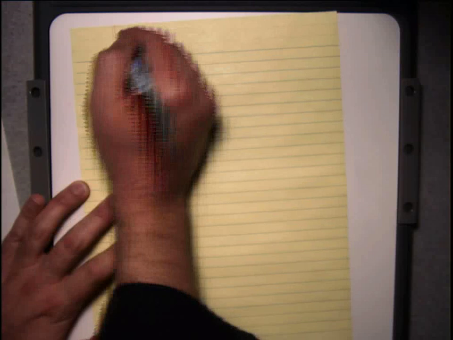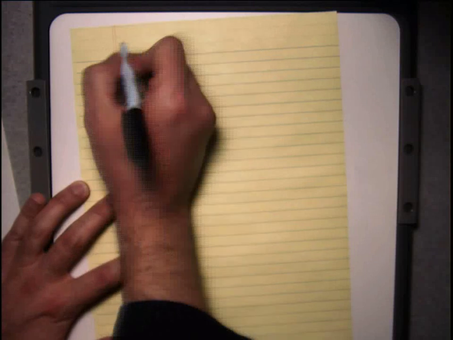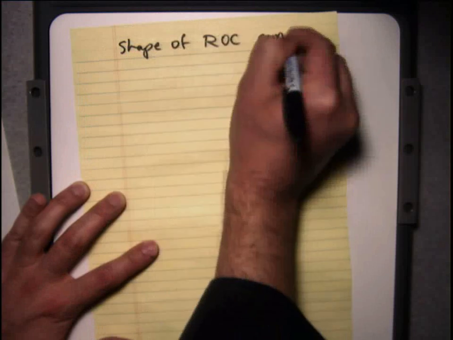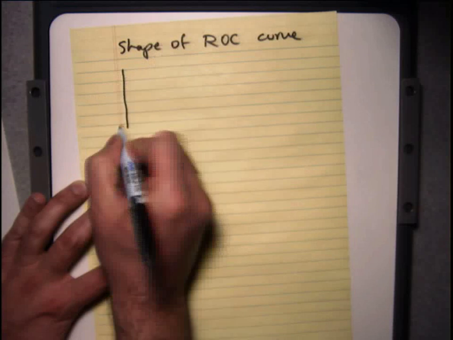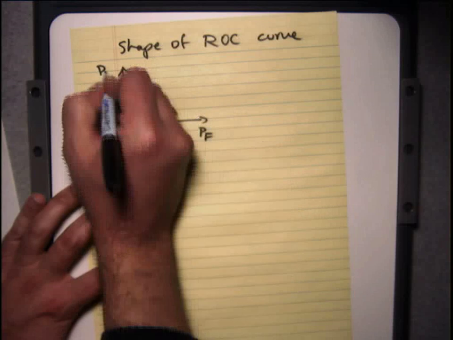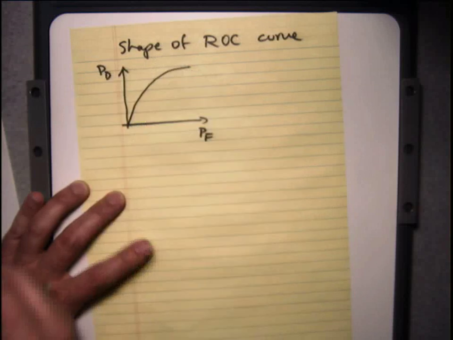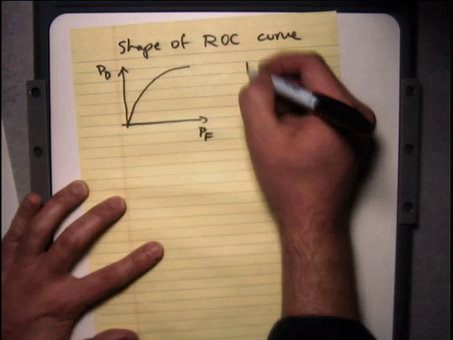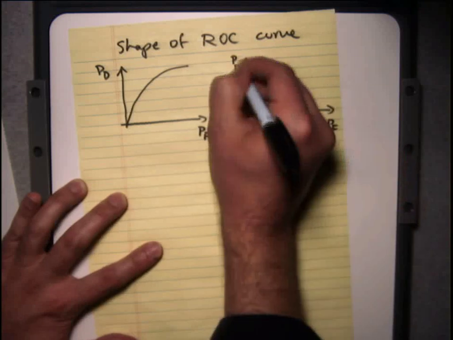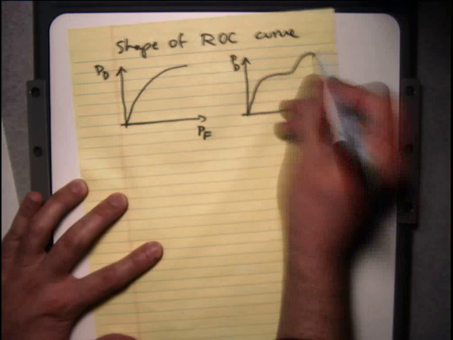Okay. There are many, many very interesting properties that these ROC curves have, which we have to discuss. So let's talk about the shape of the ROC curve. You notice, so far, I have always drawn the PF, PD ROC curves like this. Well, you might say, how about this? How come it can't look like this? Okay.